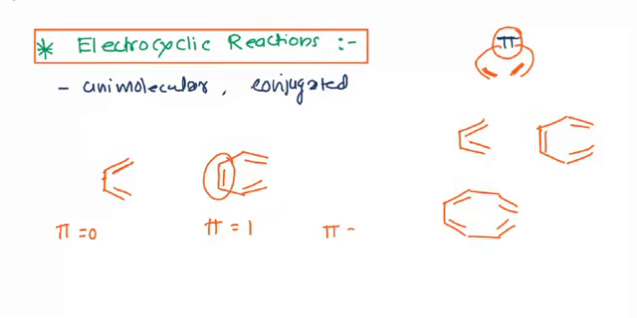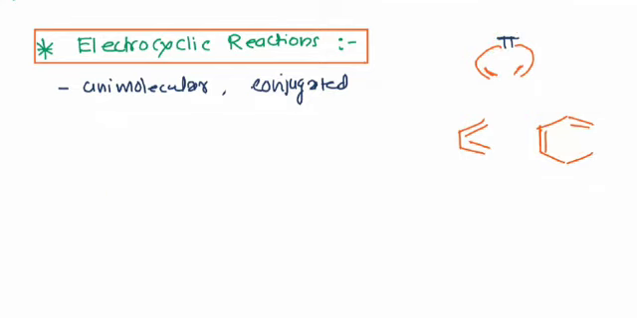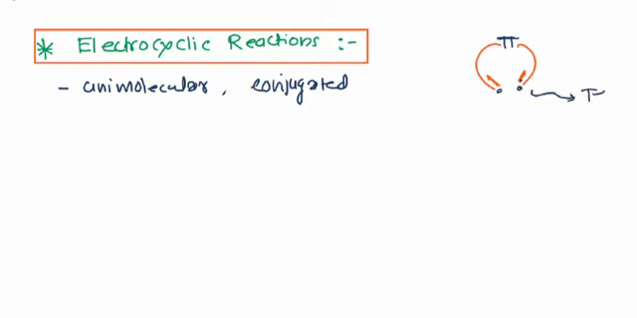So first of all, the requirements for electrocyclic reactions are that the molecule should be conjugated, and the molecule is a unimolecule. A single molecule is going to participate in the reaction. Now, every molecule has conjugation, but the reaction only occurs at the termini of the pi bond. This is very important. The reaction is going to take place on the termini of the pi bond. What is the termini of the pi bond now?